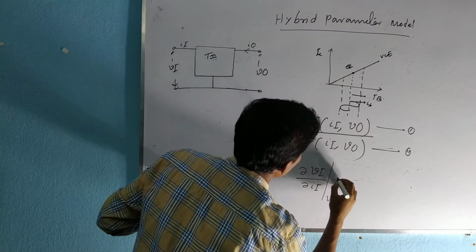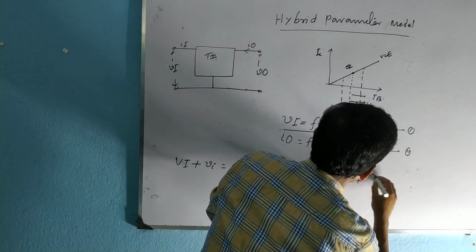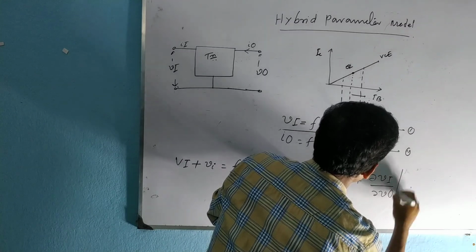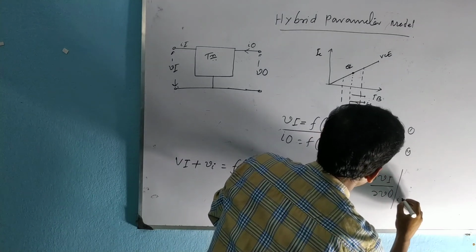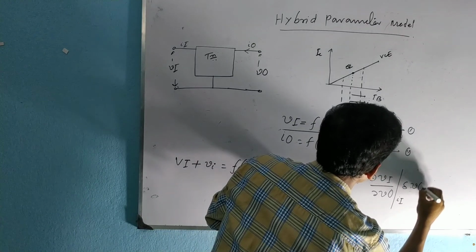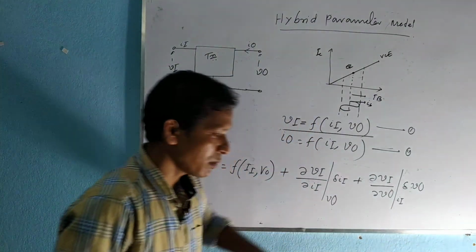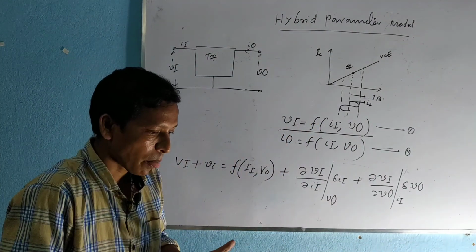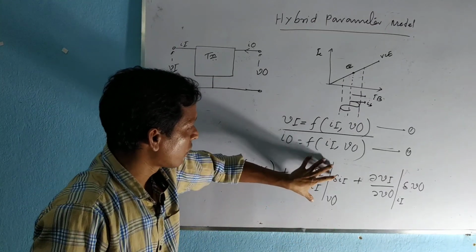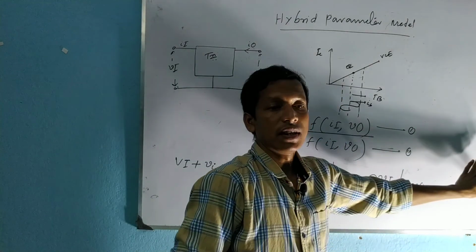and total instantaneous output voltage is constant plus delta Vi by delta Ii, and Ii is constant, delta Vo. For small signal operation, the transistor behaves as linear. Linear means the slope of the characteristic will be constant. Slope of the characteristic constant means the first order derivative will be constant. So higher order terms can be neglected.